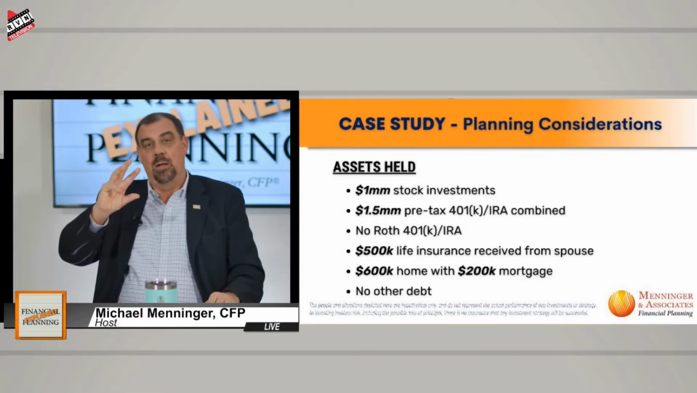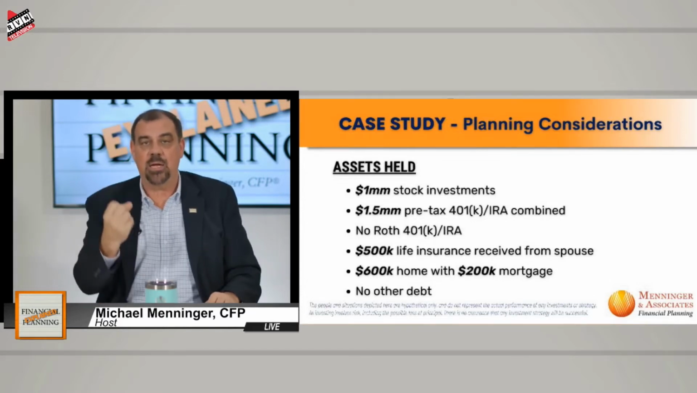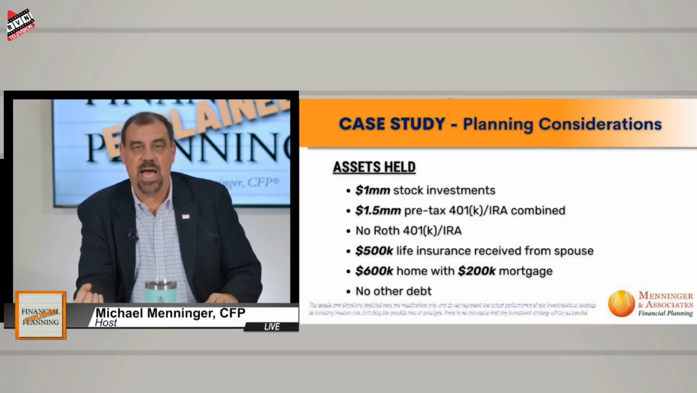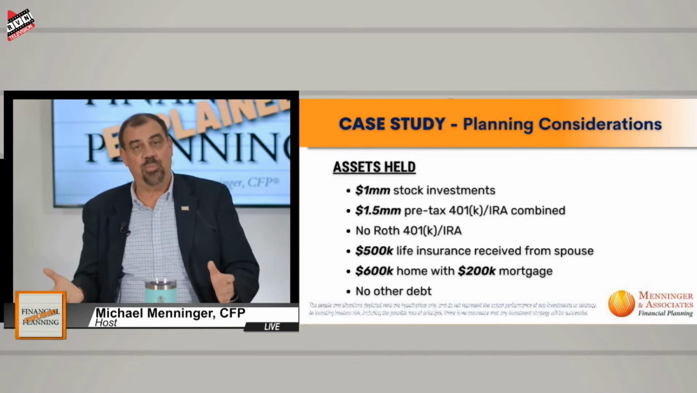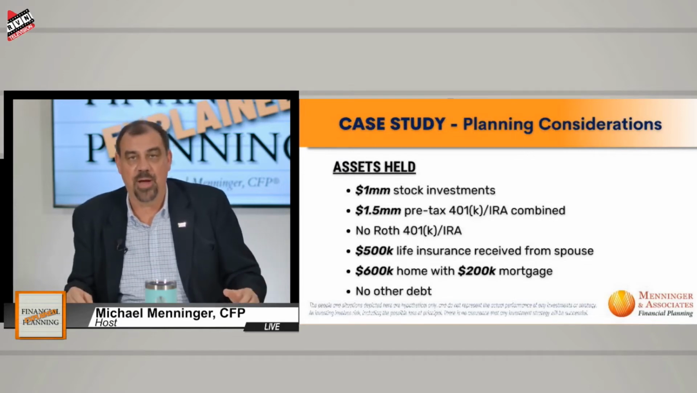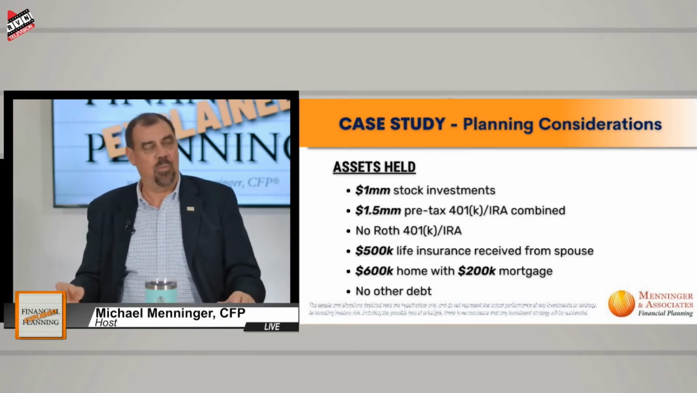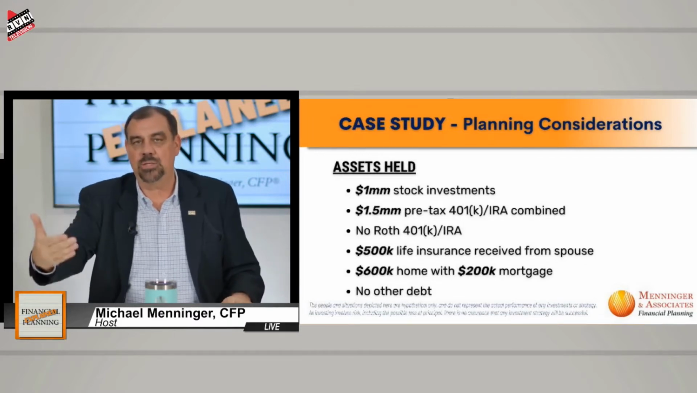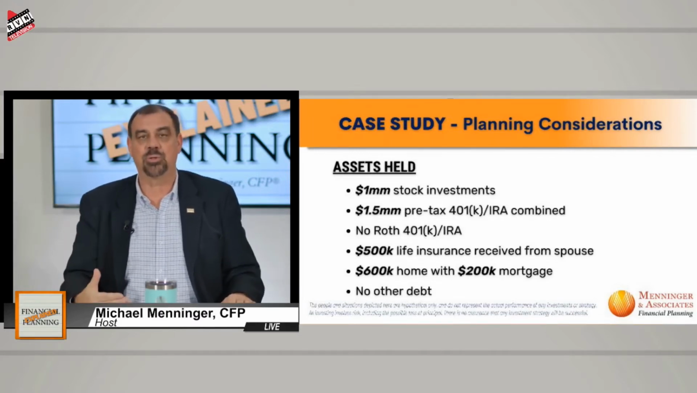So, as I indicated, here is this gentleman. He's got $1.5 million of pre-tax 401k and IRA assets that are aggregated between him and his late wife. Also point out that he doesn't have a Roth IRA. Okay, why is that? Well, either A, he was not eligible to contribute to a Roth.